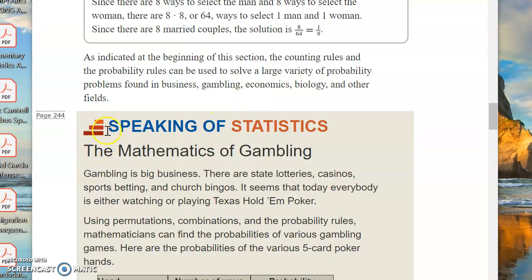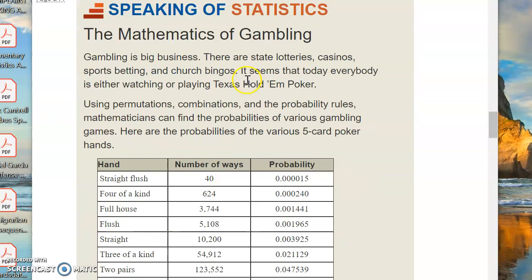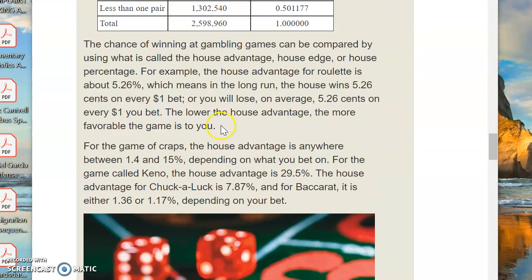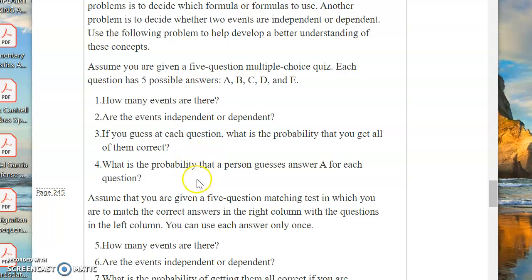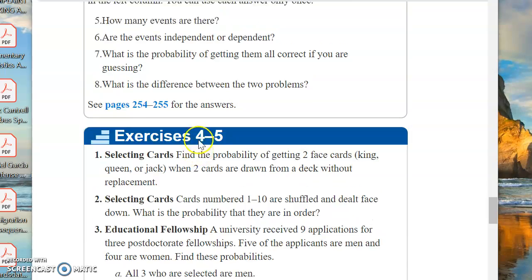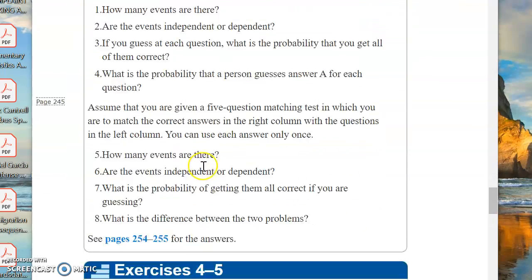Here's just some closing words from the author here. These counting rules and the probability rules can be used to solve a large variety of probability problems. There's an infinite number. Here's some discussion here. I know you don't have time to do everything. You don't have time to do all of the exercises, but this is pretty much worth your time because they do have answers for you.